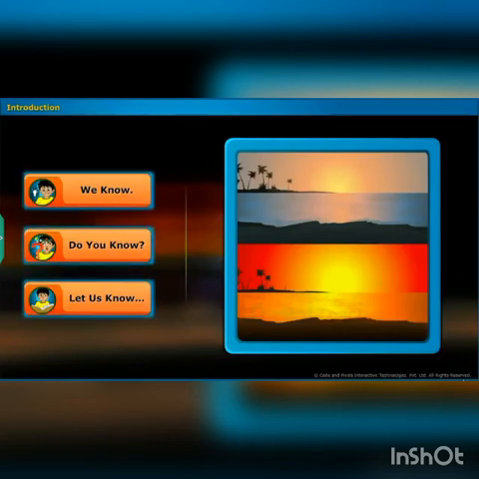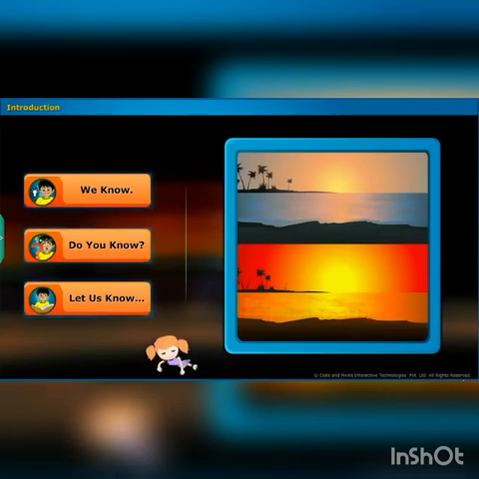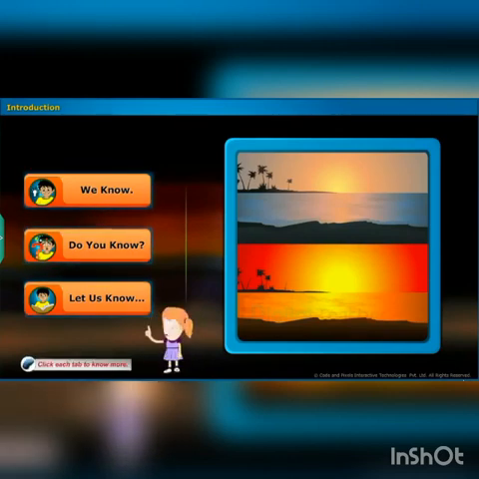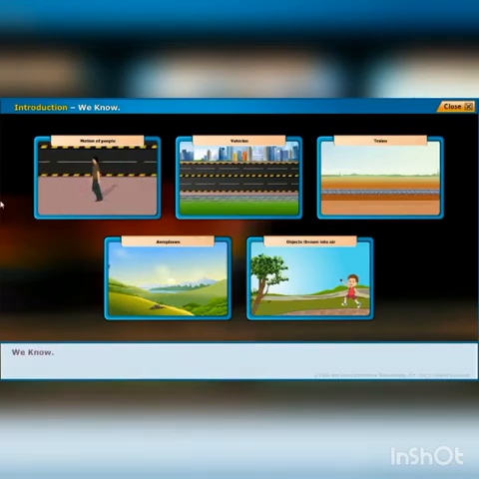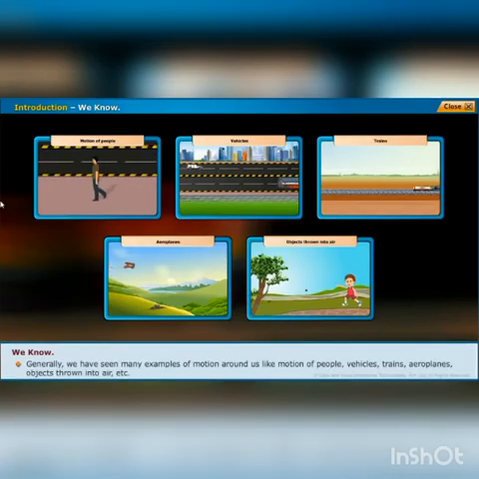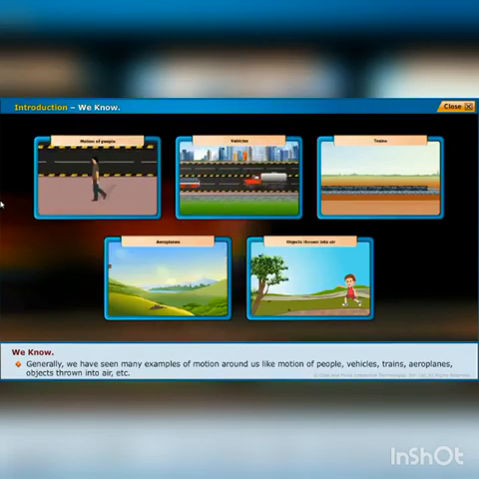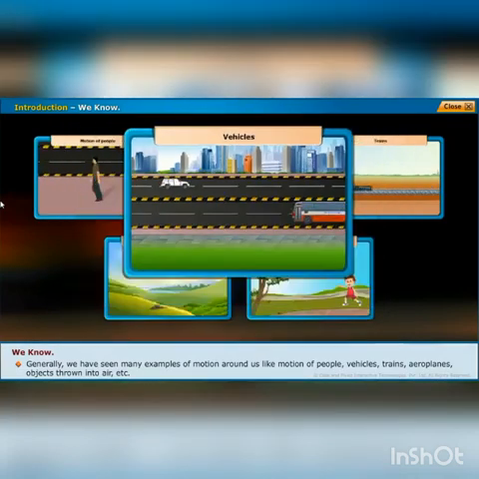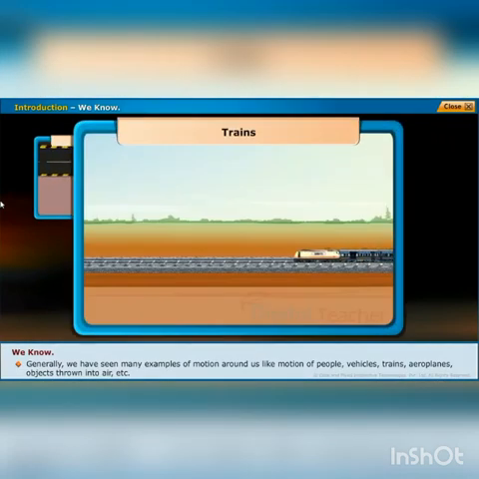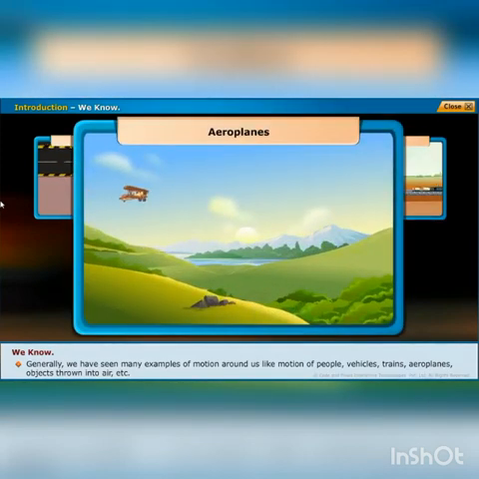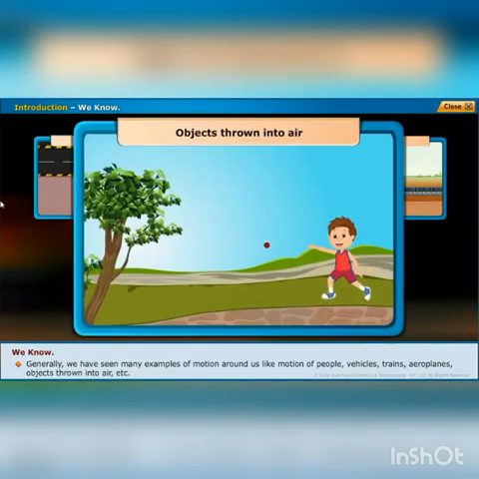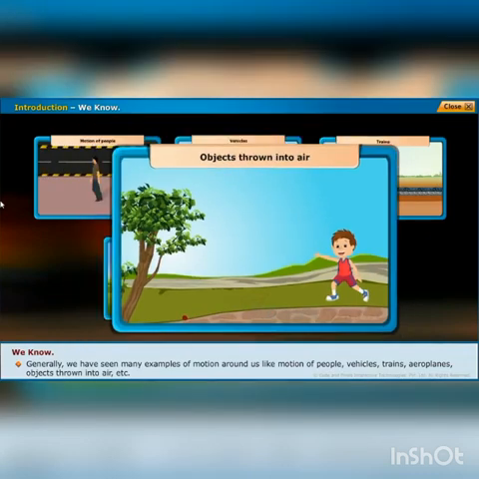Introduction. Before entering into the chapter, follow the instructions shown on the screen. Click each tab to know more. Generally, we have seen many examples of motion around us, like motion of people, vehicles, trains, aeroplanes, objects thrown into the air, etc.